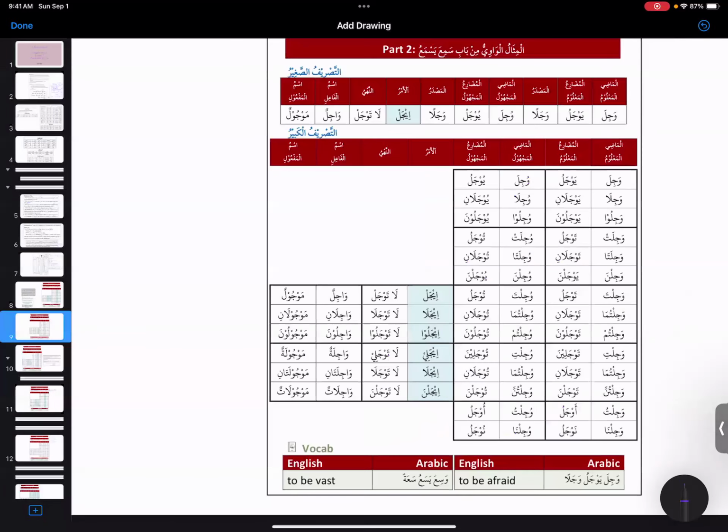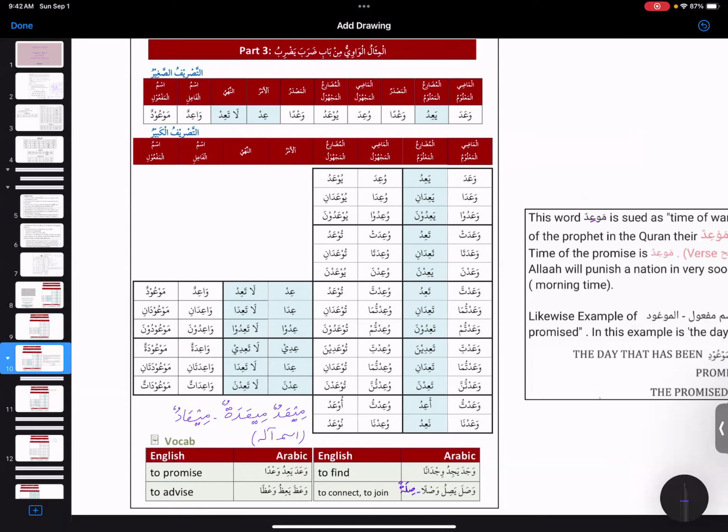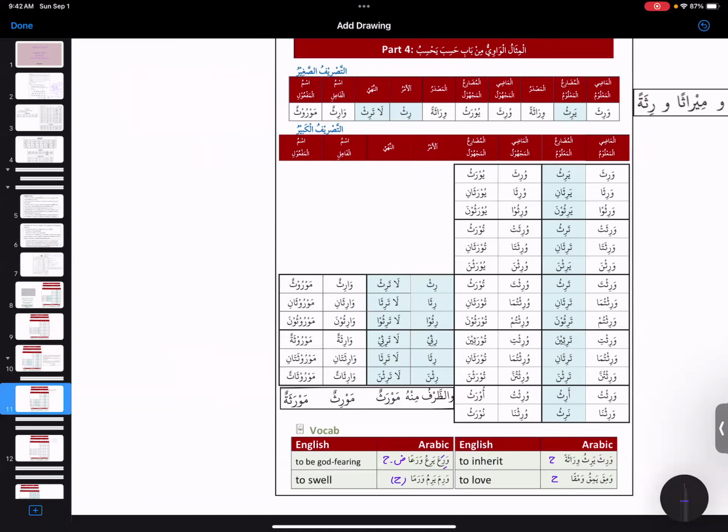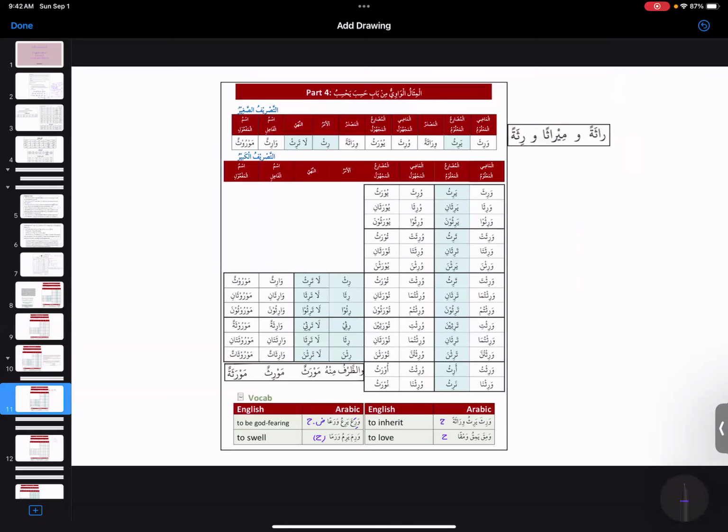Okay, then we have Wajila, Yawjalu, we saw that last class, Wada, Yaidu. So we are dropping the waw over here. This is Bab Dharaba Yadribu, and from Dharaba Yadribu it is dropping. Then Warisa Yarisu, this is Bab Hasiba Yahsibu. And then we see that we have three masdars over here: rasatan, mirasan, warisatan. Risatan we know is the ilatan pattern, and then we have extra masdars, mirasan and rasatan.